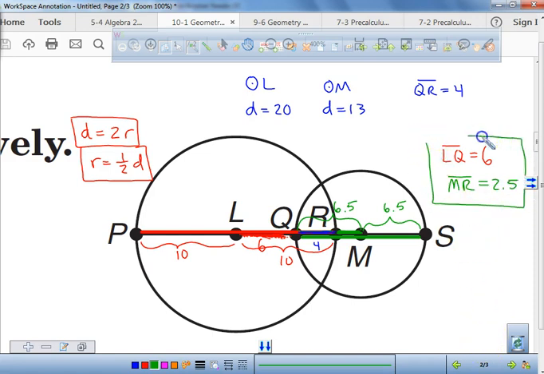Now, understand, that was really helpful. Knowing that QR was equal to 4 helped us out quite a bit. So those are those 2 answers.